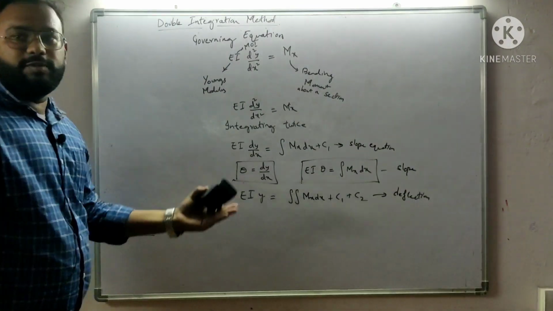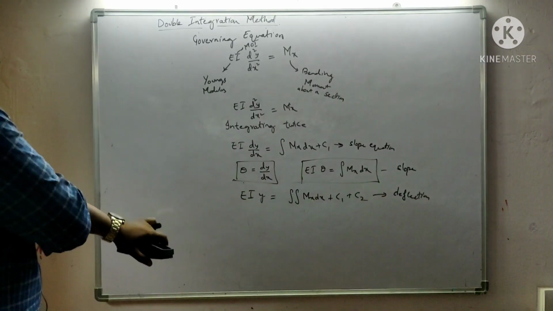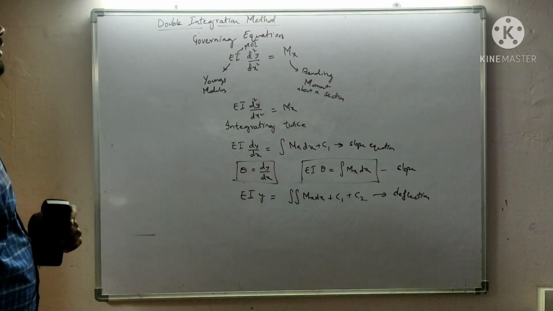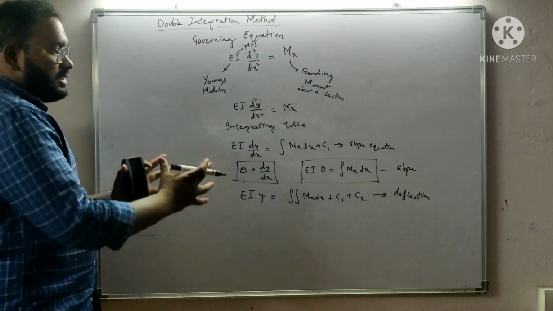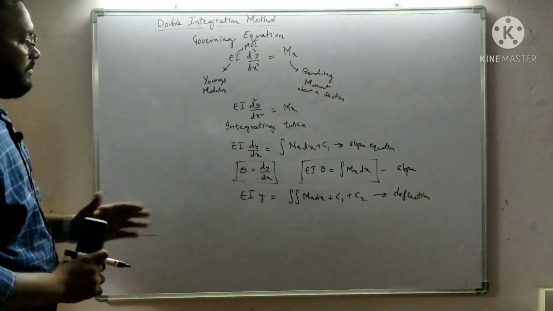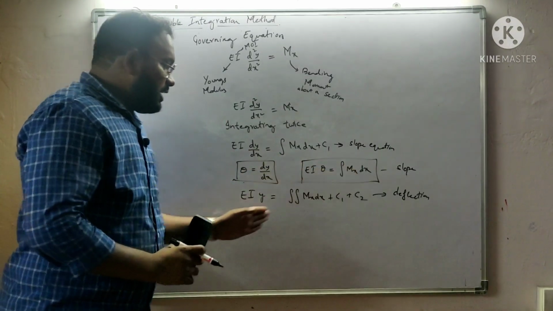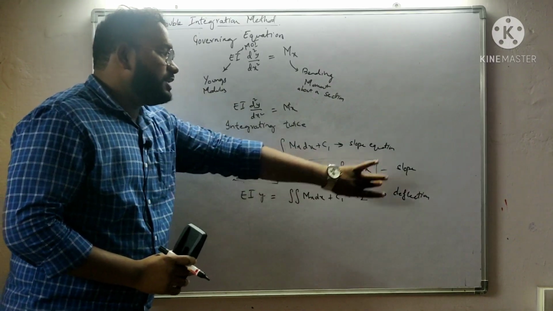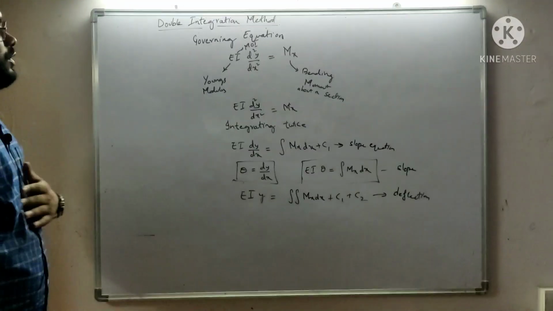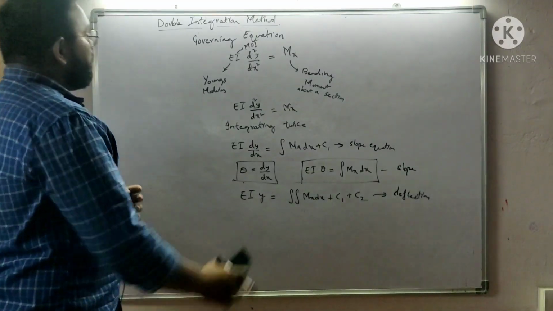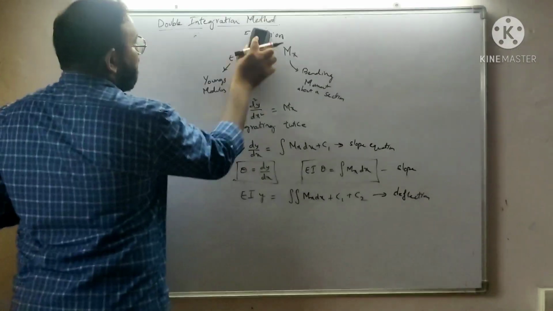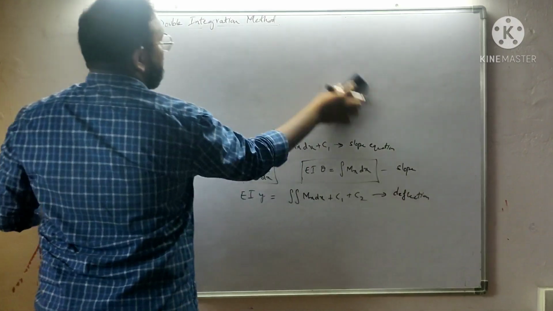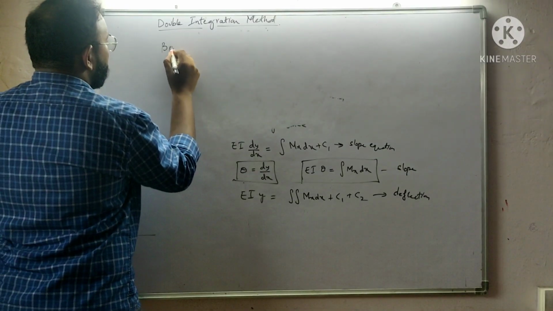This is the method. EI theta is your slope, and EI y is your deflection. Now in this equation, if you calculate the values of C1 and C2, you will be able to get what is slope and deflection. To calculate C1 and C2, you need to apply some boundary conditions here. So what are the boundary conditions?